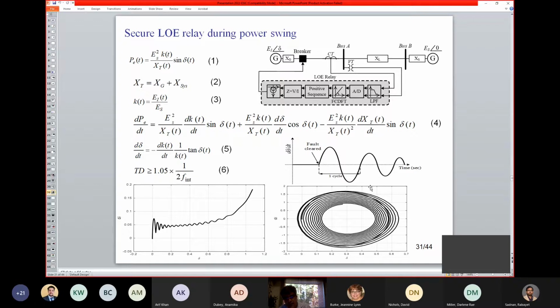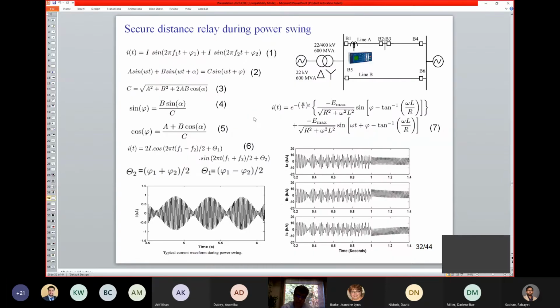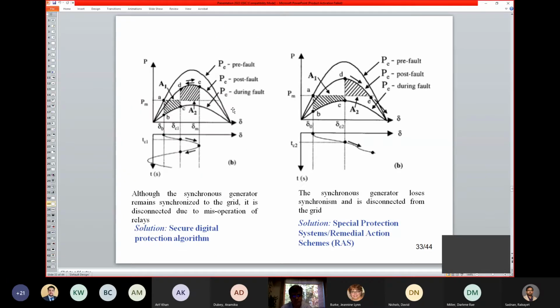But how to address this? One is to solve the problem from the protection side. So we developed different algorithms. We developed secure loss of excitation protection that can distinguish the power swing from the actual loss of excitation. We have done it for distance relays as well, again, detecting the power swing versus the three-phase fault.